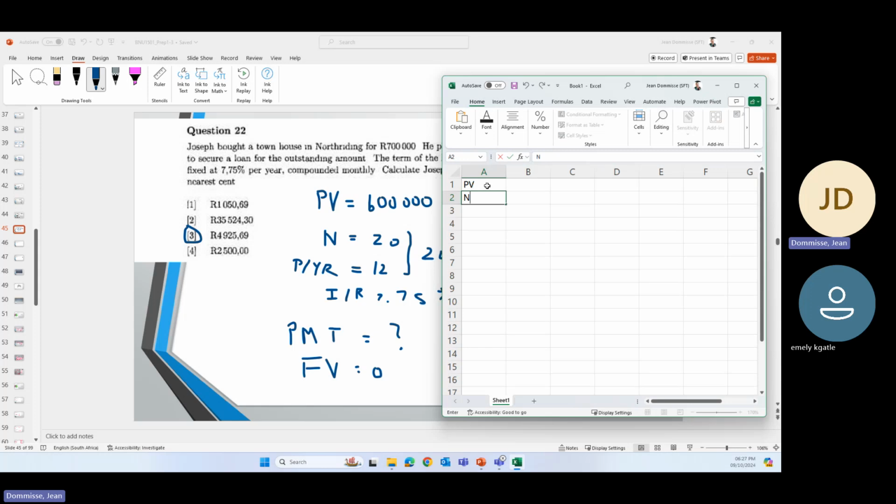So let's quickly see. We need to get the payments per year. Then we will get the periods, then the interest rate. So it's the interest rate per year, but then also the interest rate per period. And we can add future value and we will get PMT. So present value was minus 600,000. Your payments per year was 12. Periods were 20 times 12. So that if you want to use it, you can just change the numbers and it will work out.